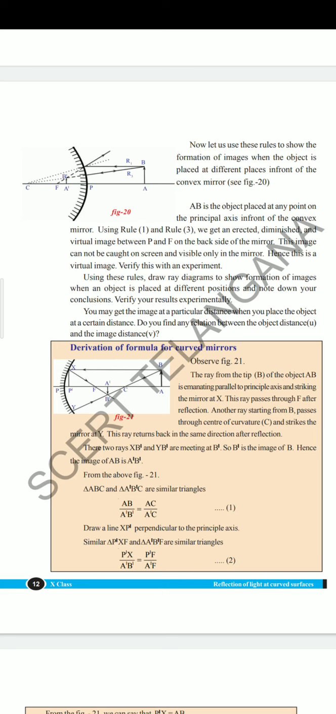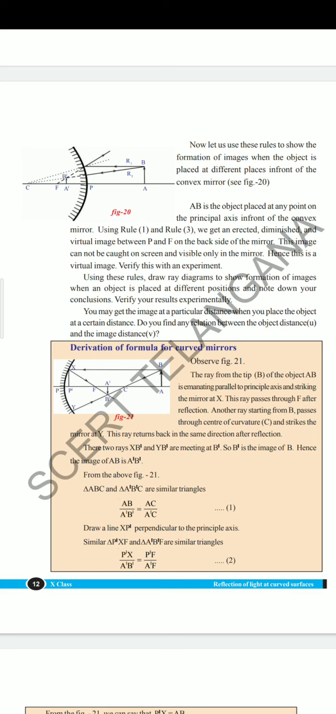The ray from the tip B of the object AB is emanating parallel to the principal axis and striking the mirror at X. This ray passes through F after reflection. Another ray starting from B passes through the center of curvature and strikes the mirror at Y. This ray returns back in the same direction after reflection.